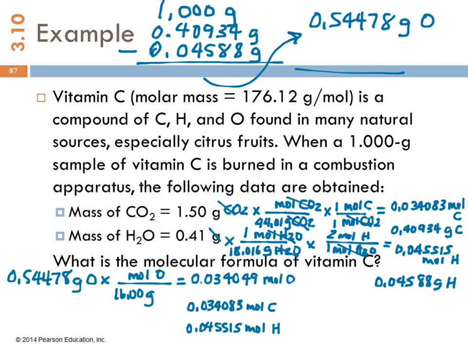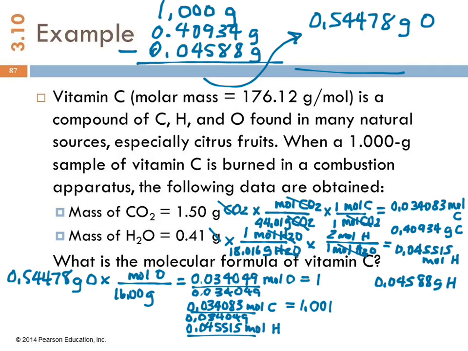Okay, which of these moles is the smallest? It's almost a tie, but the oxygen, right? So this divided by itself is going to give us 1. This one divided by that is also going to give us really close to 1, isn't it? 0.034083. That gives me 1.001 if you round it.